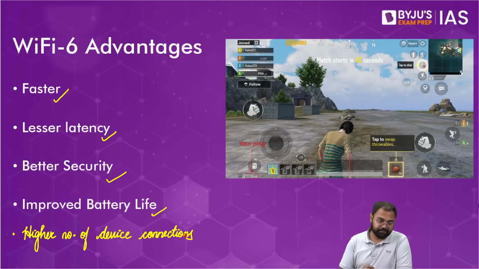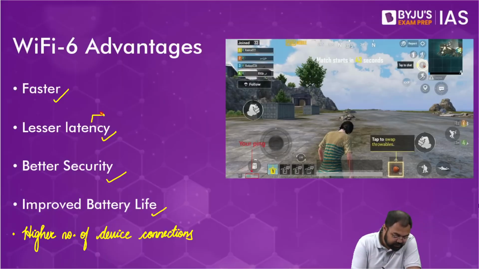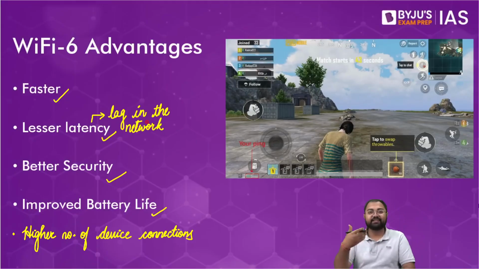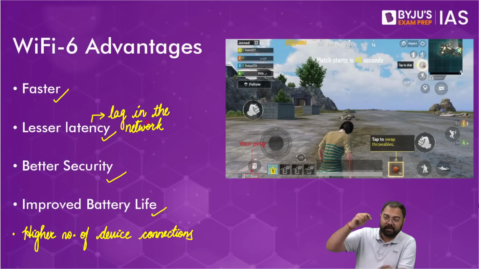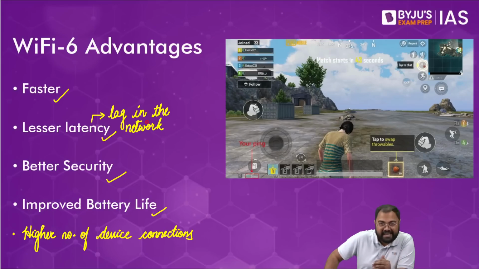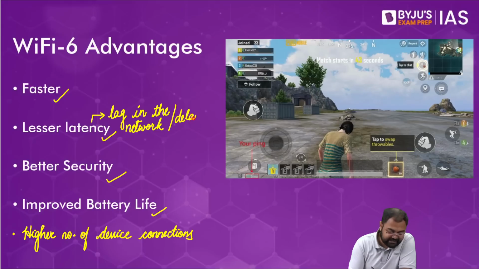Lesser latency. Now, when it comes to latency, latency means lag. Latency means any kind of lag in the network. Now, this could be because of various different reasons. Lag in the network means that after the relay of information, how much time does it take for you to receive that information? That kind of a lag, that kind of a delay in the network will be called latency.